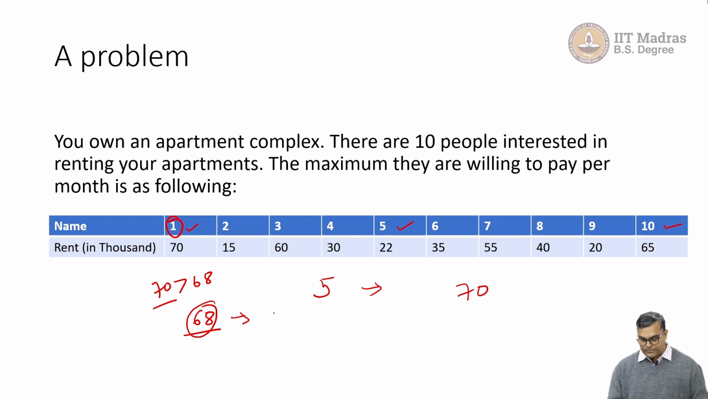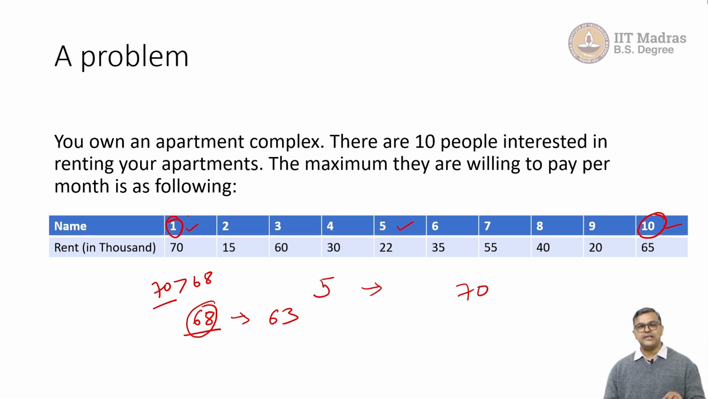So, let us reduce it further and see what happens. What if we go from 68 to 63, and then we see that 2 people are able to rent the apartment, person 1 as well as person 10. Why? Person 10 is willing to pay 65,000 rupees per month, which is more than 63,000 rupees per month. So, he would happily rent it, but no one else.